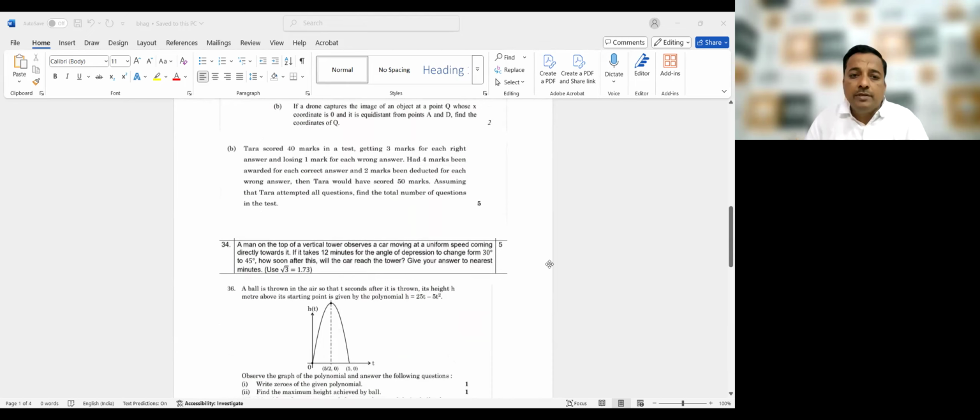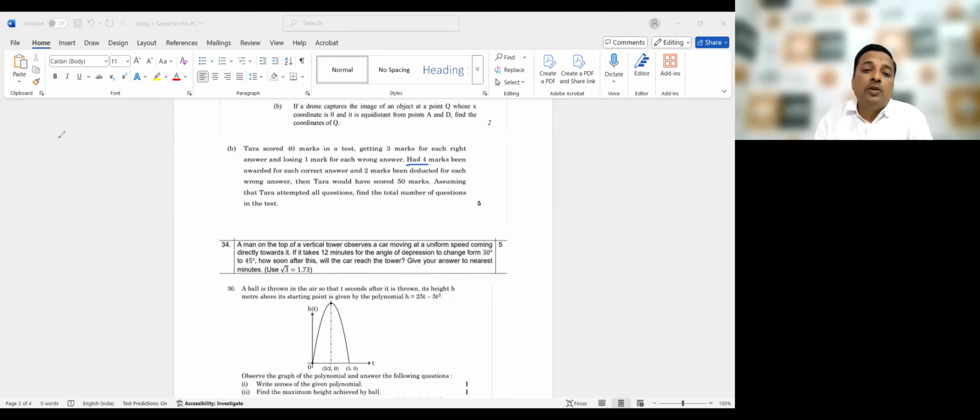Okay, the next question is: Tara scored 40 marks in a test, getting 3 marks for each right answer and losing 1 mark for each wrong answer. This is the first condition. The second condition is, had 4 marks been awarded for each correct answer and 2 marks been deducted for each wrong answer, then Tara would have scored 50 marks. This is the second condition. Assuming that Tara attempted all the questions, find the total number of questions.